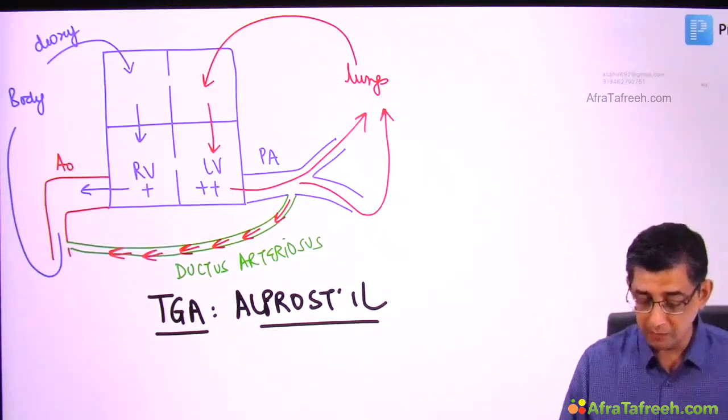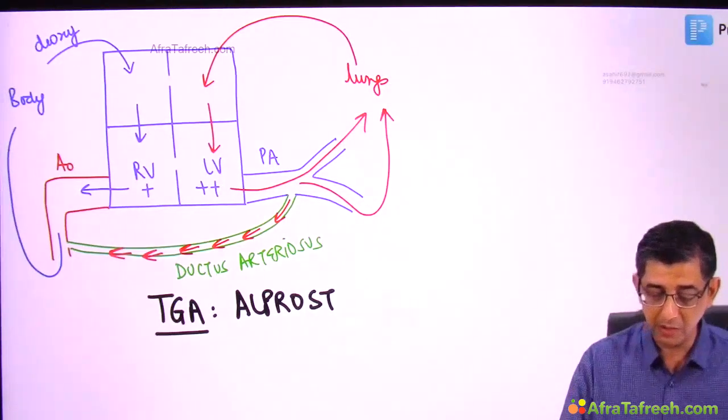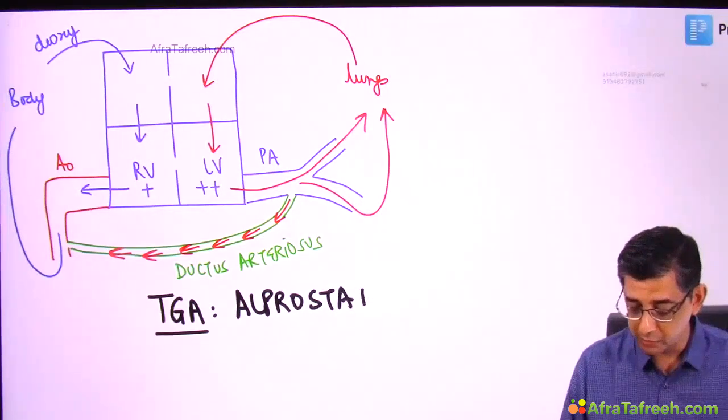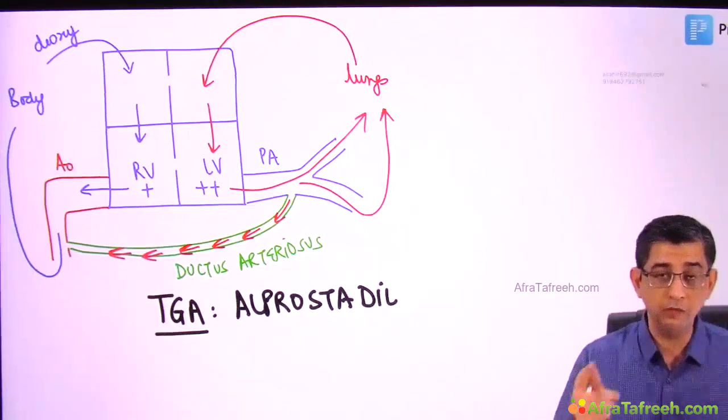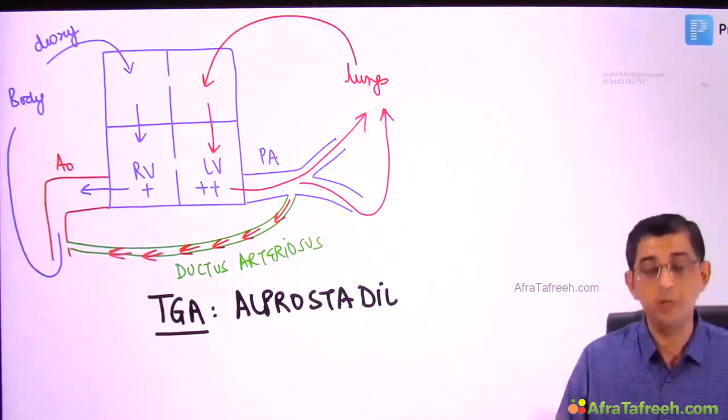No, in fact, I repeat my facts once again, guys. Please appreciate that in a person who has transposition of great arteries, the way I've shown before you, the blood is going to go not from the aorta to the pulmonary artery.